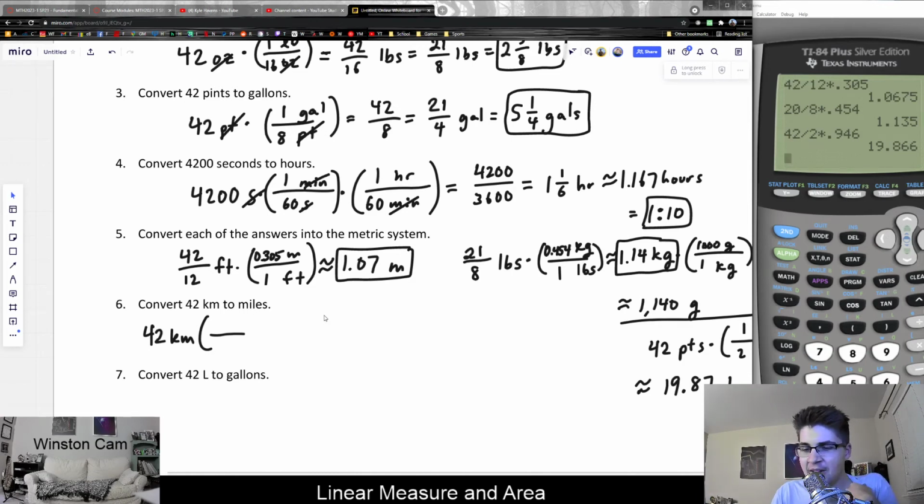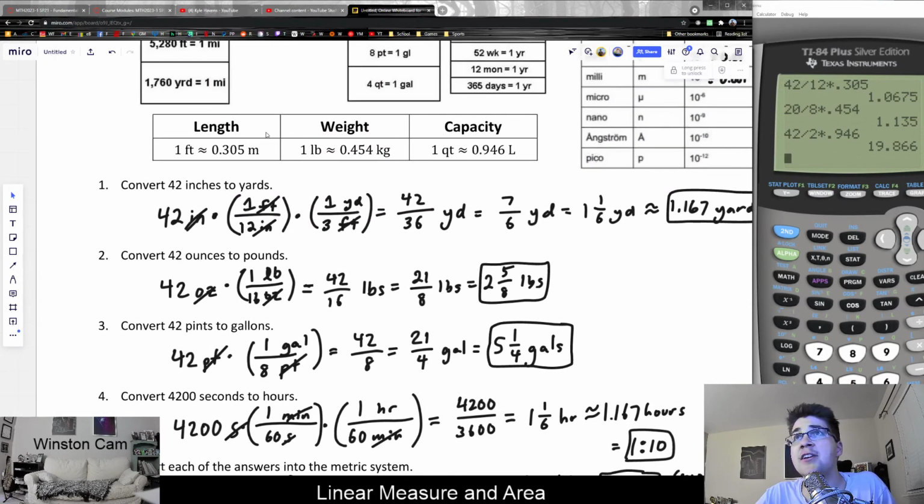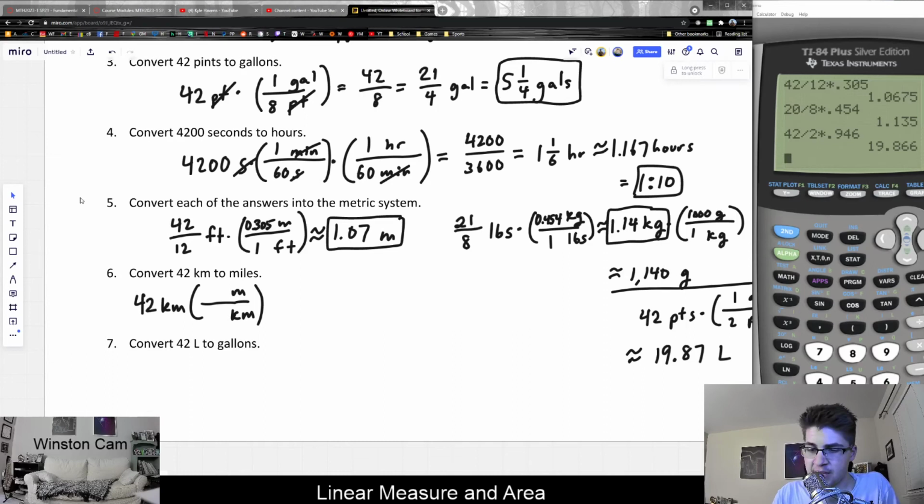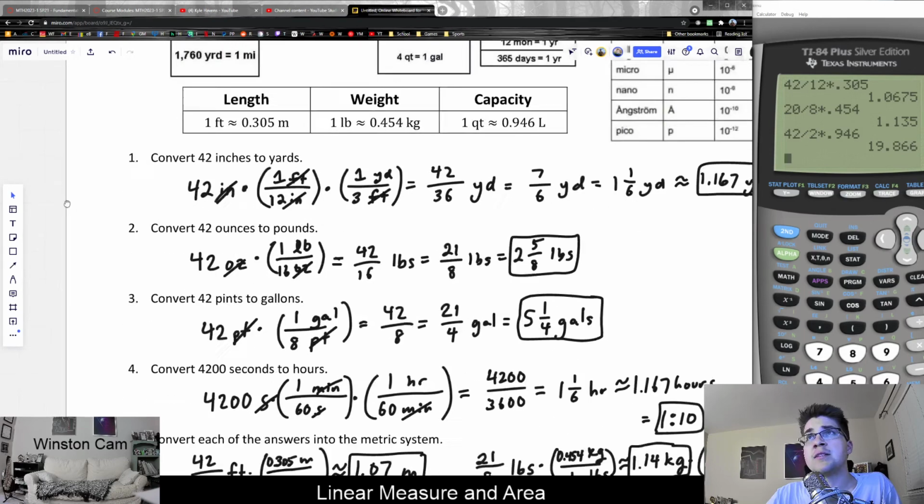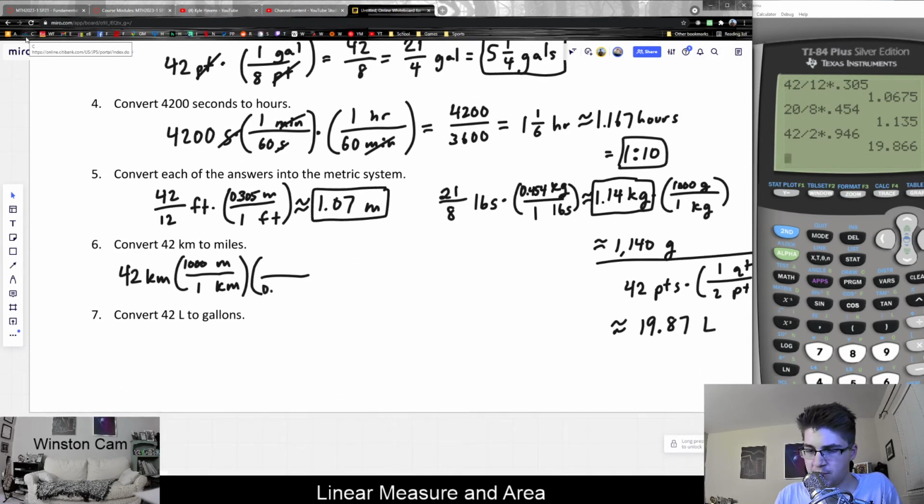But basically, again, there are 1,000 meters in 1 kilometer. Oops, I put this in the wrong spot. So I want to convert kilometers to meters first, because the only conversion fact that I have here between the metric system and the US system is this one. So if I first get into meters, and remember there's 1,000 meters in a kilometer because that's what kilo means. Kilo means 1,000, so literally 1,000 meters. Then to put this into the US system, I can convert meters into feet. And again, 1 foot is about 0.305 meters. So 0.305 meters is equal to 1 foot approximately.